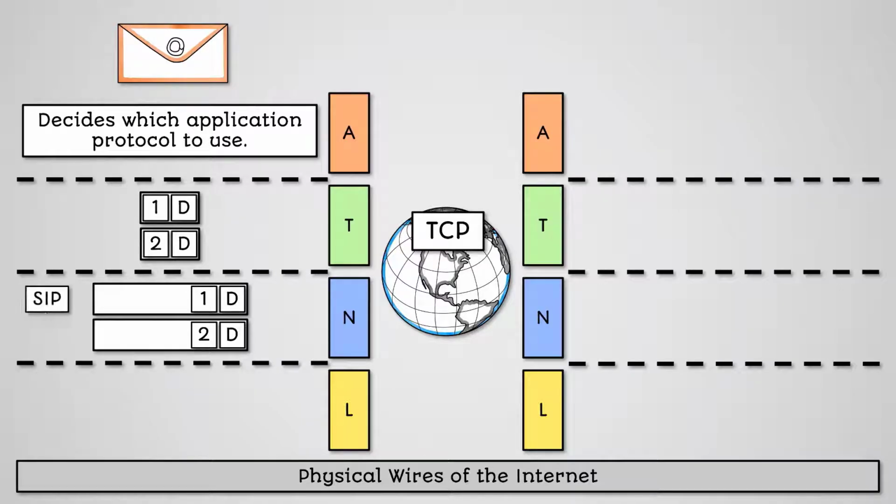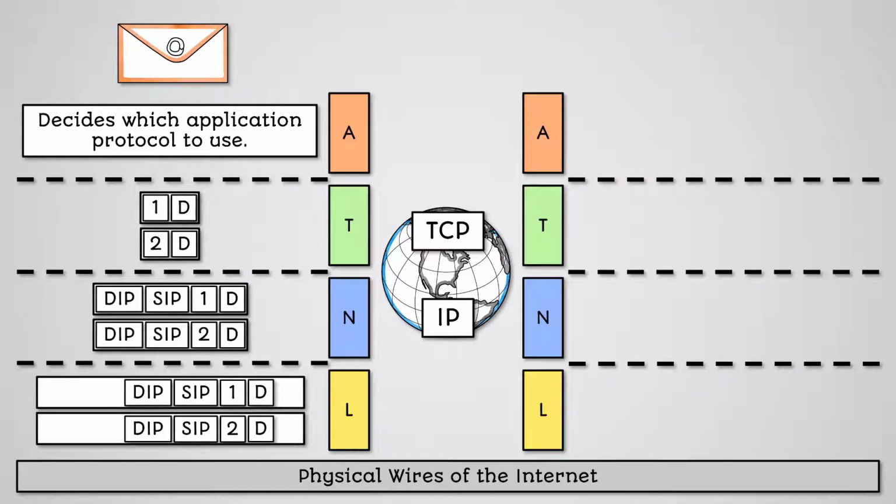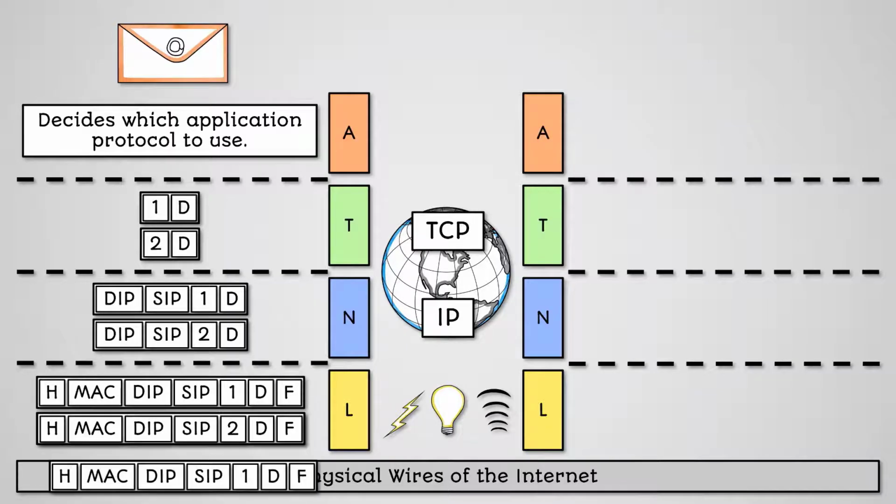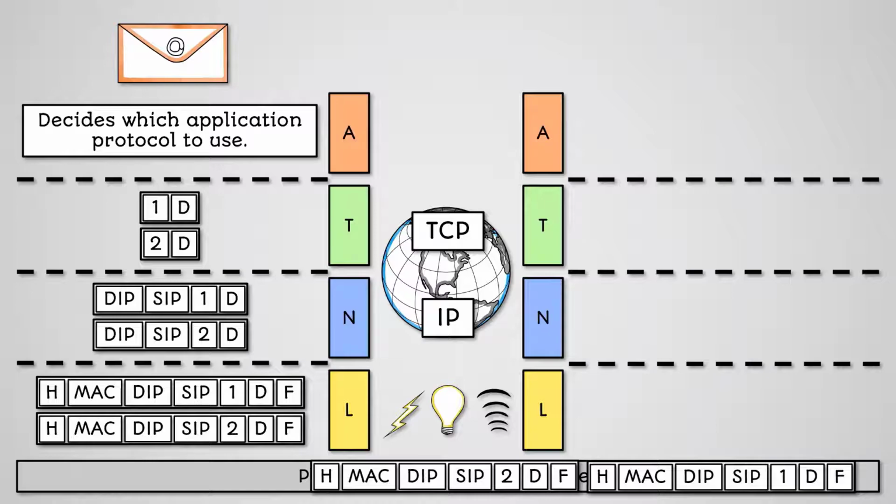The network layer will add the source and destination IP addresses to the packets. The Internet Protocol is the protocol which handles this process on the network layer. The network layer will now pass the packets down to the link layer. The link layer will add headers and footers and the MAC address of the sender. It's also responsible for converting the binary message into either electrical signals for a wired network, light for a fiber optic network, or radio waves for a Wi-Fi network. The link layer can then transmit the data.